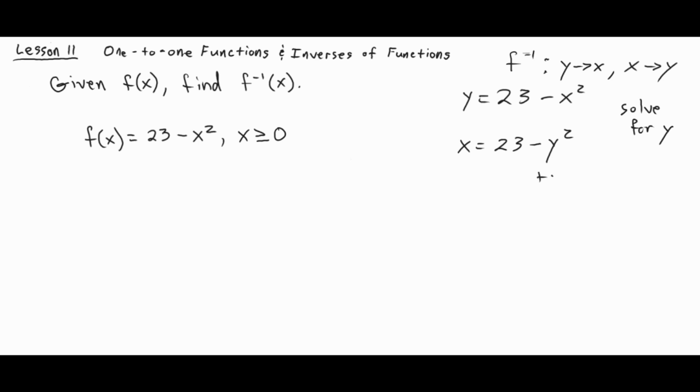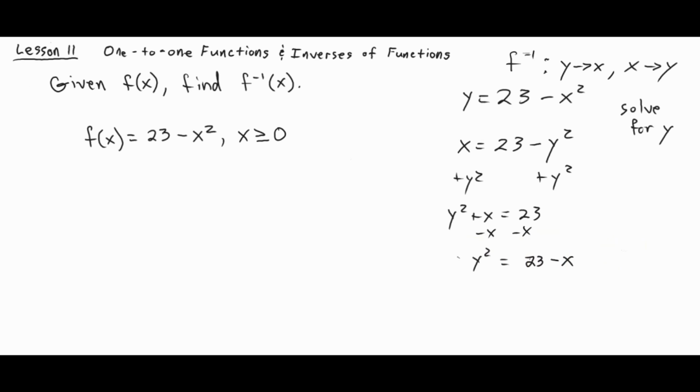The first thing I'm going to do here is add y squared to both sides. And so now I have y squared plus x equals 23. Now I'm going to subtract x from both sides, and I have y squared is equal to 23 minus x. And now this y squared, we don't want to solve for y squared, we want to solve for y. So in order to make this y, we have to take the square root of y squared. And if I take the square root of y squared, I have to take the square root of the other side of the equation.